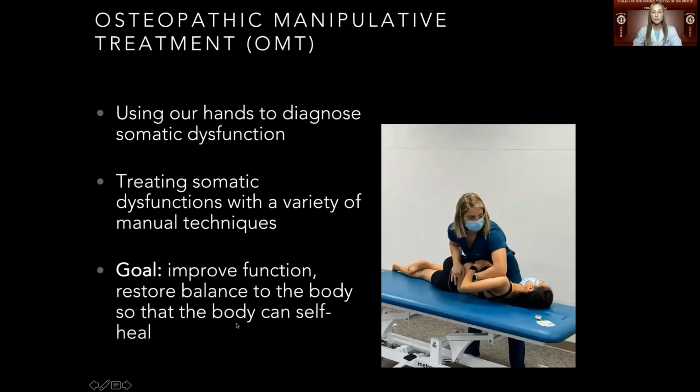We use OMT to treat somatic dysfunction. What is somatic dysfunction? It is a disturbance in the musculoskeletal system that can cause problems with how the body functions. We use the musculoskeletal system to help us identify problem areas. We have trained our hands to detect changes in the tissues of the body. We learn how to assess the body for dysfunction and then use a variety of techniques to correct them.